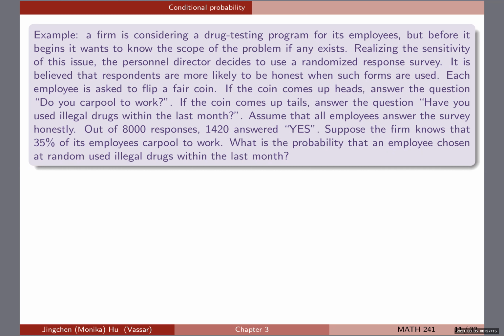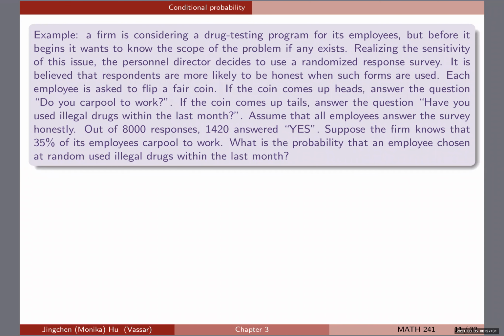We're going to explain what that is. It is believed that respondents are more likely to be honest when such forms are used. All right, so how it goes. Each employee is asked to flip a fair coin, heads or tails.